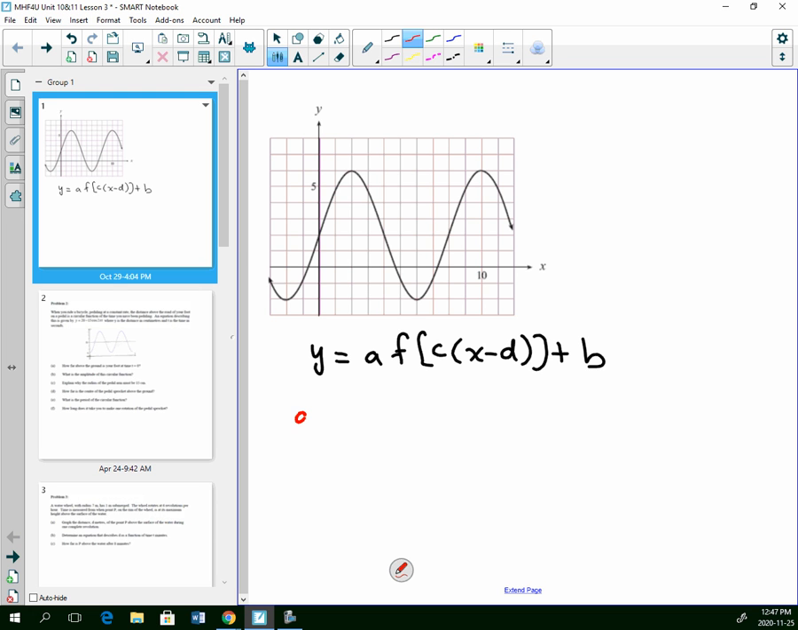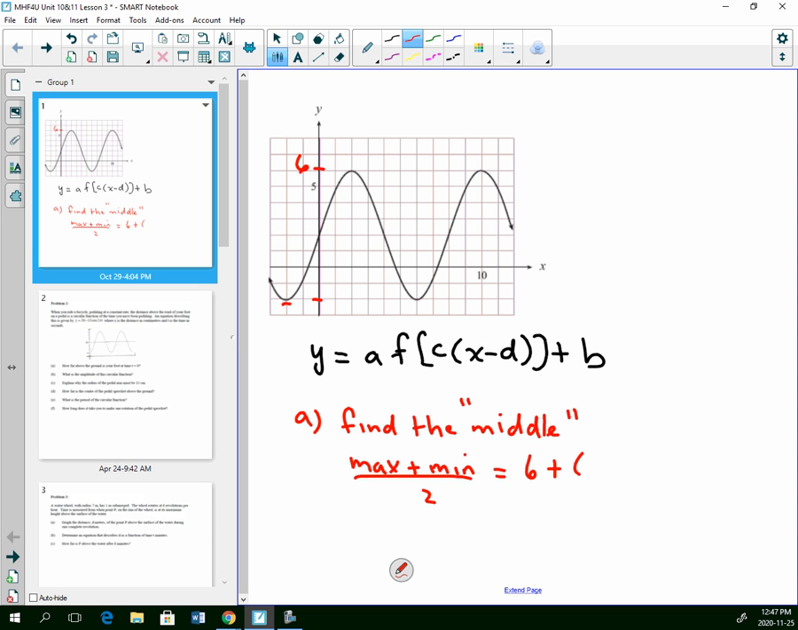So we went through a few steps the other day about perhaps the best order to find things. The first thing I'm going to find is the middle, which is also called the sinusoidal axis. We can find the middle by finding the average between the top and the bottom. On this graph, the top is at 6 and the bottom is at -2, and so that gives us a middle of 2. I'm going to draw that on my graph because everything is based from the middle, not from the x-axis.